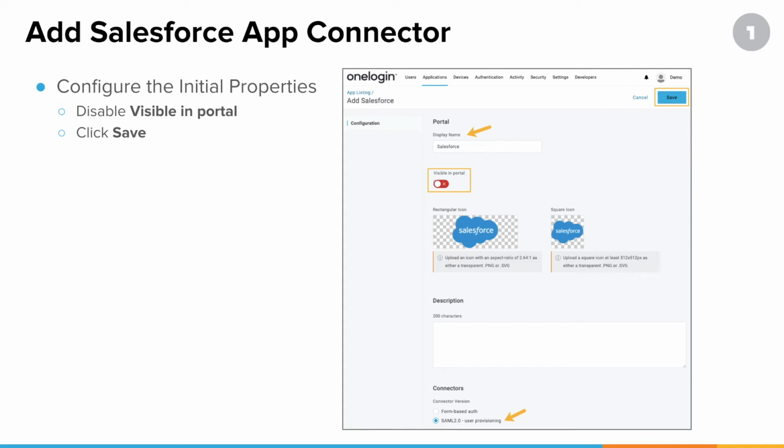SAML 2.0 user provisioning. The only change we do want to make here is to make sure the connector won't be visible in the portal until we are ready for users to log in. So toggle the visible in portal option there to red and click Save.